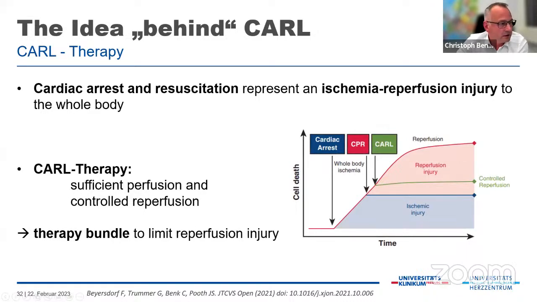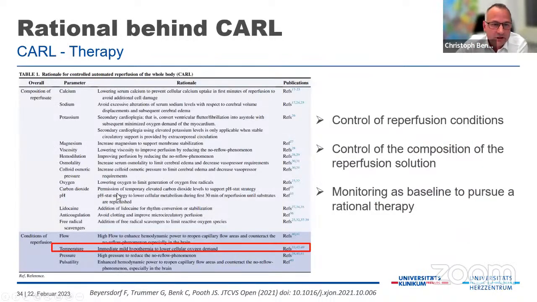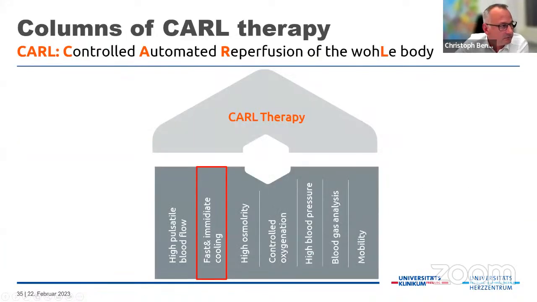The idea is to use a therapy bundle to limit the reperfusion injury. This means that we have to control the reperfusion condition, which means we have to control the composition of the reperfusion solution. And of course, we need permanent monitoring. One extremely important condition in this setting is temperature. We called it the therapy CARL, from controlled automated reperfusion of the whole body.